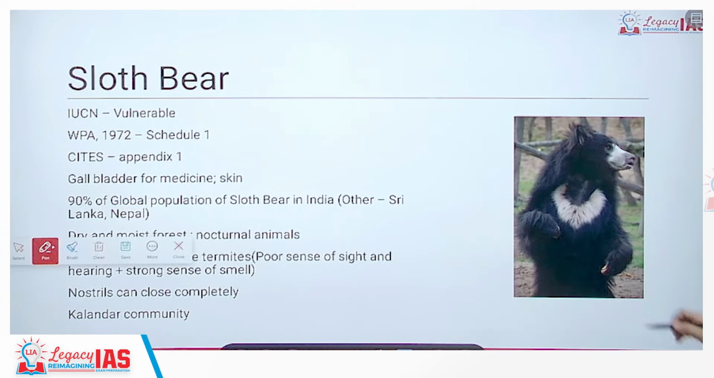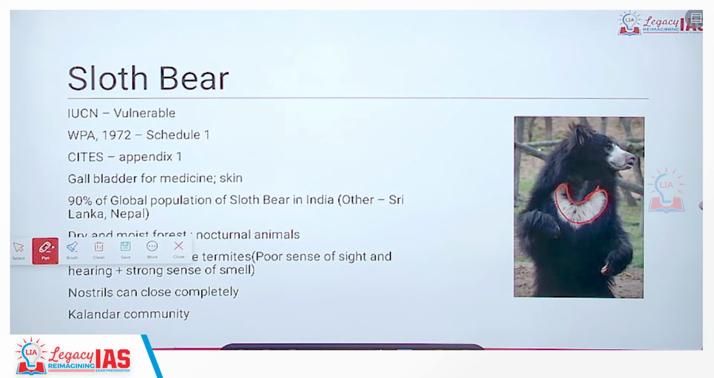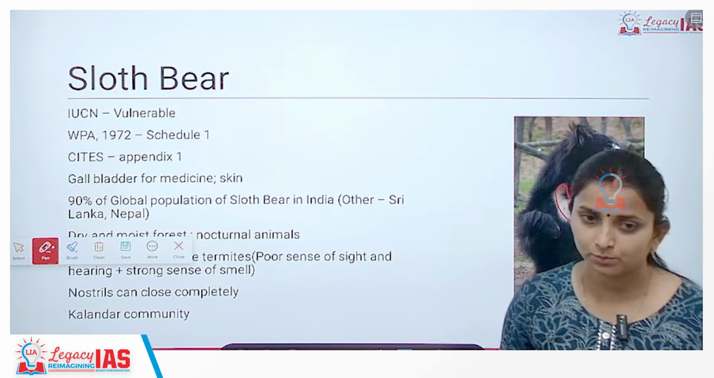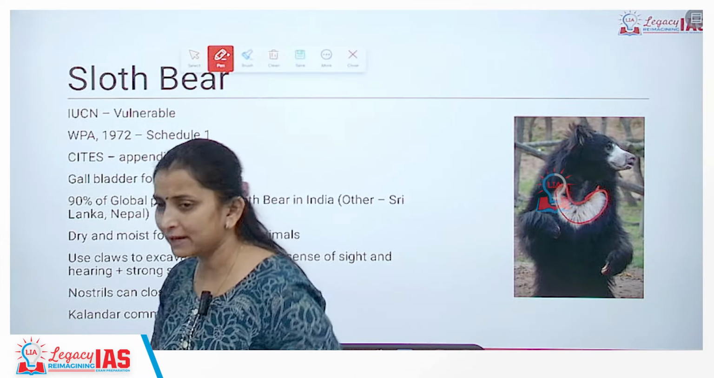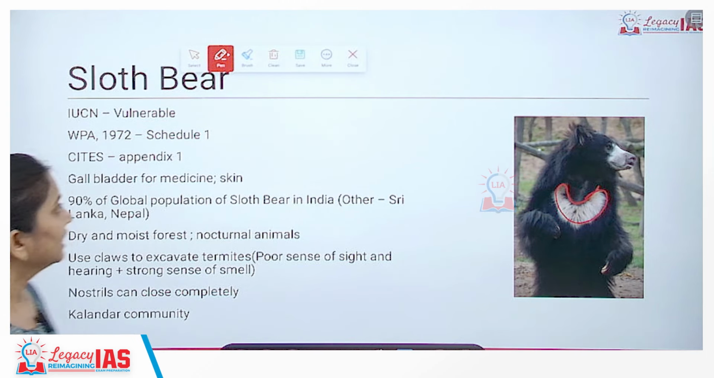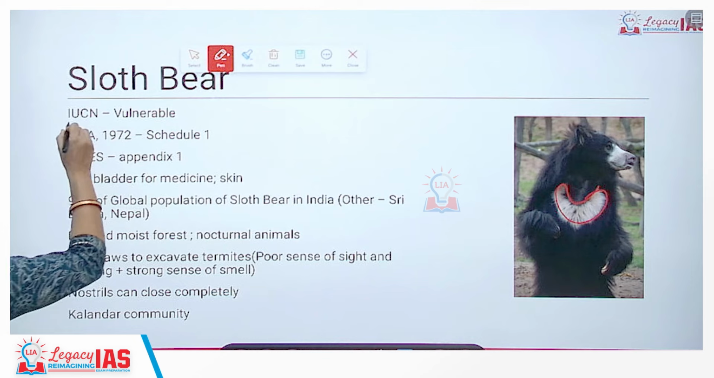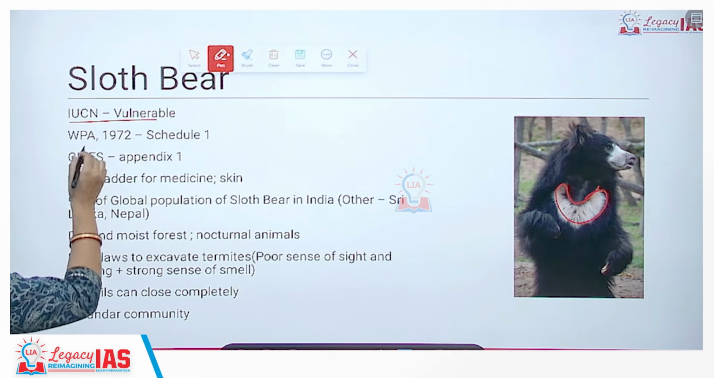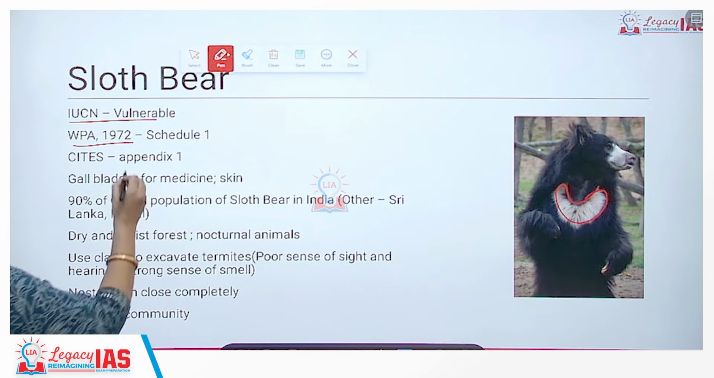Sloth bears have a special characteristic, and this is the identification of a sloth bear. Okay? A V or U-shaped white patch will be present on the body of the sloth bear. Okay? And sloth bears, just like pangolins, also carry their babies on their back. Okay? If we are talking about the protection that has been provided to them, IUCN has categorized it as a vulnerable species. Under the Wildlife Protection Act 1972 we have mentioned them as Schedule 1 species. CITES may be Appendix 1 species.